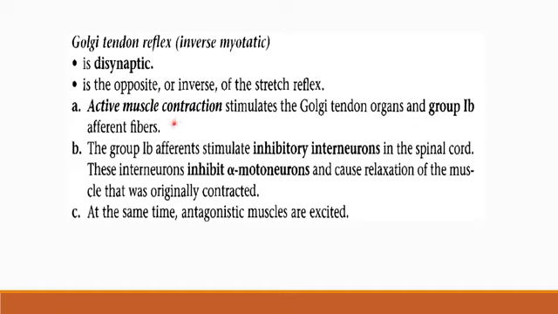The active muscle contraction stimulates the Golgi tendon organs and group 1B afferent fibers. So for the stretch reflex we have 1A afferent fibers; here we have 1B afferent fibers. This afferent stimulates the inhibitory interneurons in the spinal cord. These interneurons inhibit the alpha motor neurons and cause relaxation of the muscle that was originally contracted. At the same time, antagonist muscles are excited. So this is exactly the opposite of the stretch reflex.